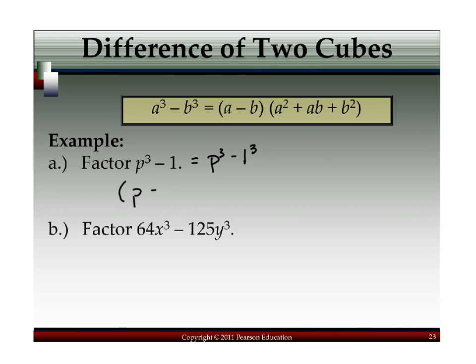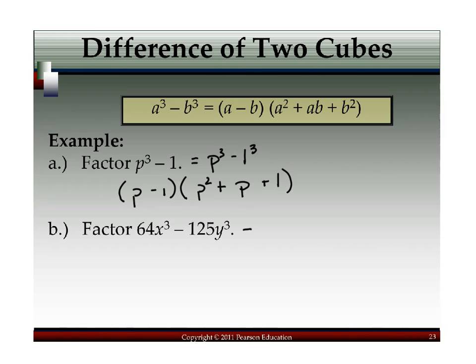So P minus 1, P squared plus, now 1 times P, so just P, plus my B squared, just 1 squared, which is just still 1. And I'm done.